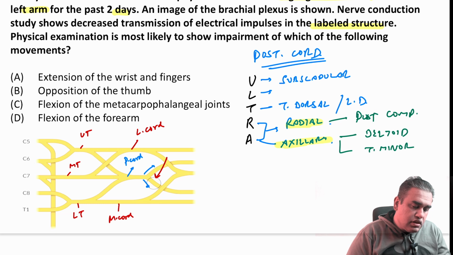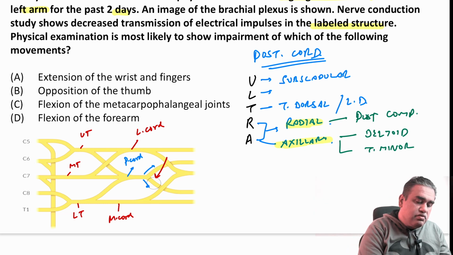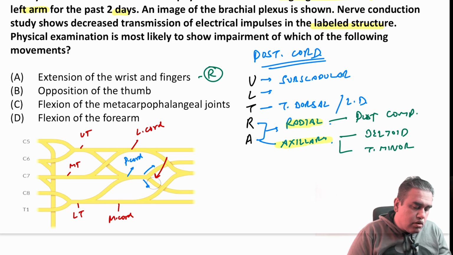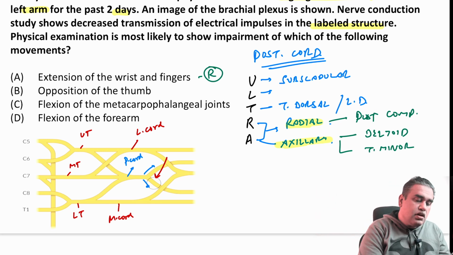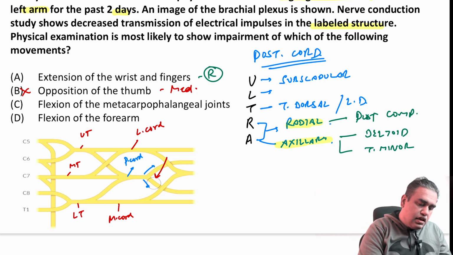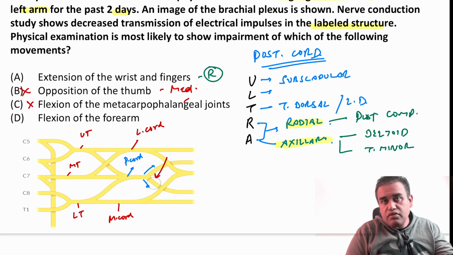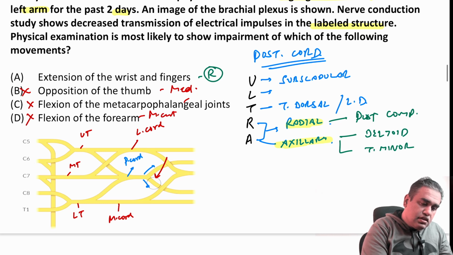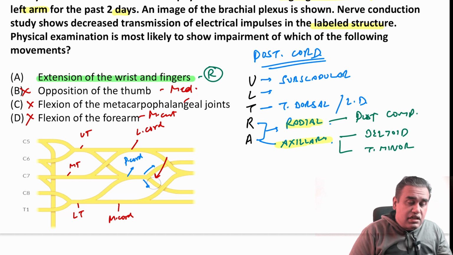Option 1, extension of the wrist and fingers. Now this will be lost in which nerve palsy? Radial nerve palsy can be the answer. Second option is opposition of thumb. Opponens pollicis is supplied by which nerve? Median nerve. So this cannot be the answer. Flexion of the metacarpophalangeal joint, again by the FDS, again median nerve, again C cannot be the answer. Flexion of the forearm, mainly by the biceps and brachialis. For this we have the musculocutaneous nerve, so this also cannot be the answer. I hope we got the answer. Option A, extension of wrist and fingers will be lost.